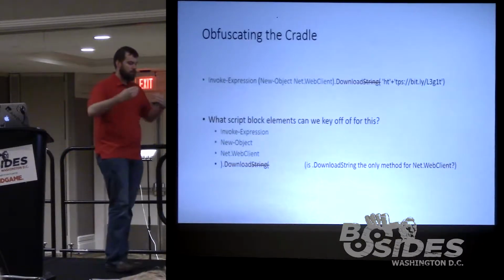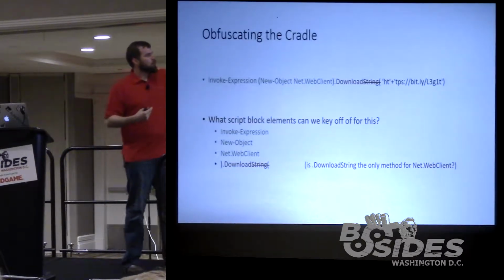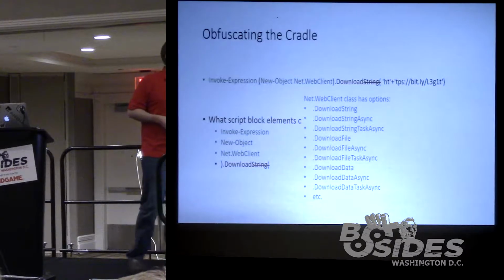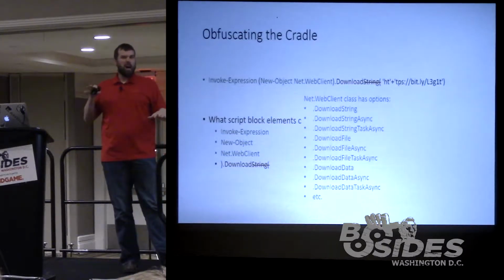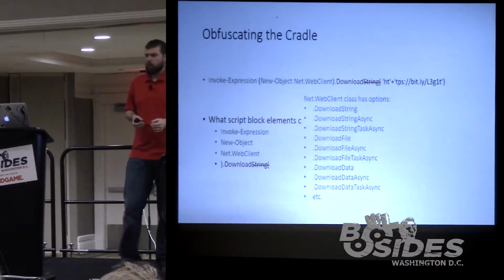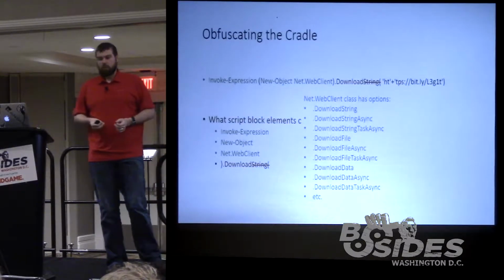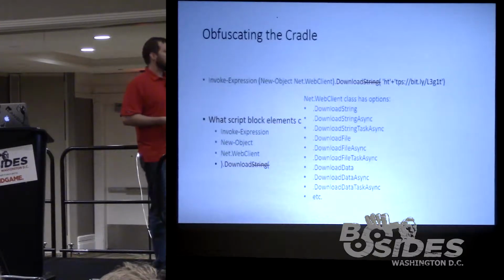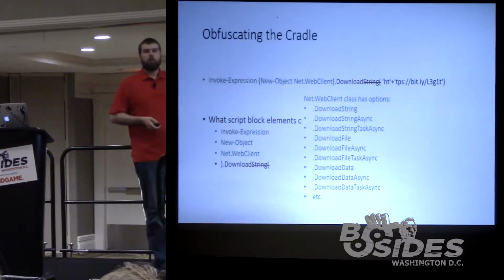So download string, let's take a step back. New object net.web client is creating a .NET class for the net.web client class, which has many methods. Download string is just one of them, but there's quite a few. Download string, download file, and download data are some of the most common ones that we see. Download file will hit disk, so it's more used in commodity. But download string and download data will be a byte array as opposed to an expression itself. But maybe we can just say, okay, why don't we just say .download and we'll catch all of these.